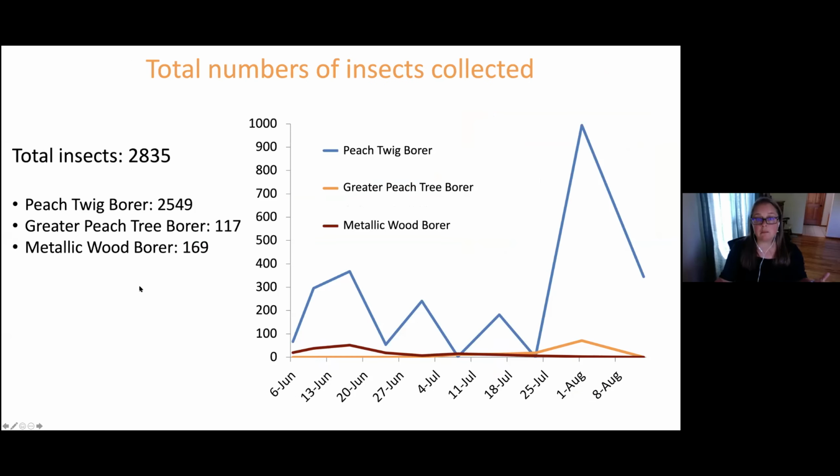And over the summer, this is the distribution of what we collected. This is from June to August, and this is the number of insects we collected. Blue is the peach twig borer, orange is the greater peach tree borer, and red is the metallic wood borer. Basically, what we found was about 2,800 different insects that my student is still going through right now.